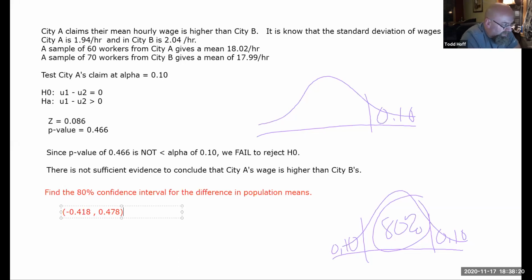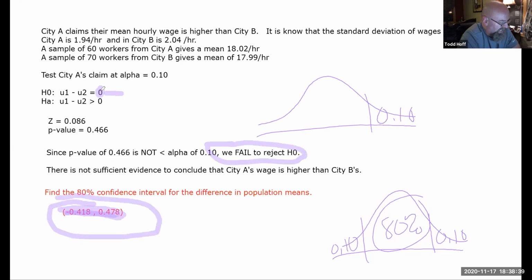The biggest thing we want from this is that 0 is in this interval. Our hypothesized difference from the null hypothesis was 0. It's in this interval. So this supports our conclusion to fail to reject, because this confidence interval is telling us that hypothesized value is very possible, because it's almost in the center of that interval, to be exact.